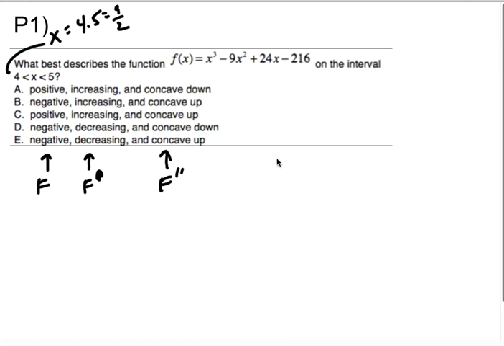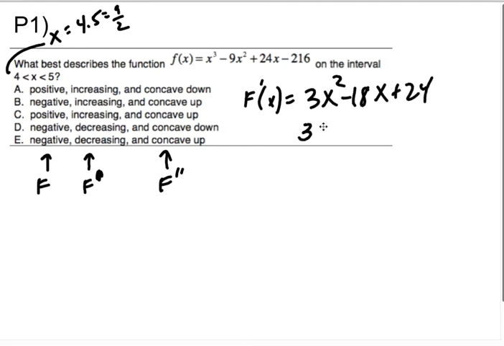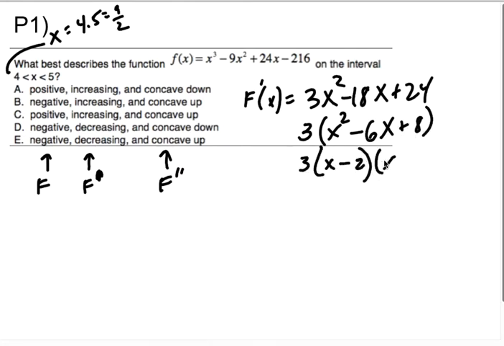So there's definitely an argument for just gutting it out and figuring out what the derivatives are. So I'm going to differentiate once and get that f prime is 3x squared minus 18x plus 24. It's up to you if you want to factor it right now. I mean, you're probably going to factor it in the end, but it's entirely up to you. This is definitely a 3 times an x minus 2 and an x minus 4.